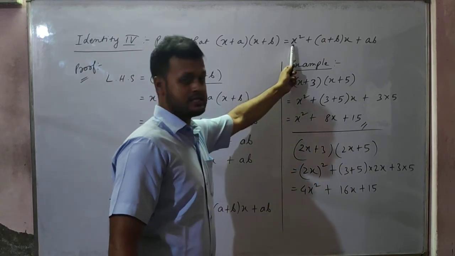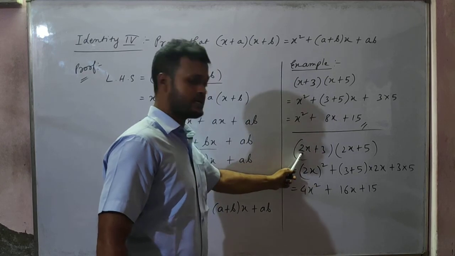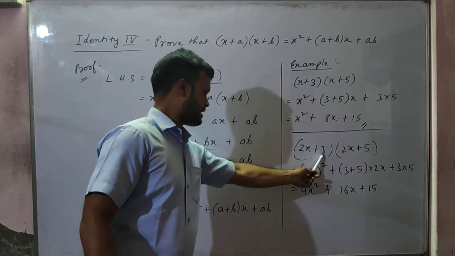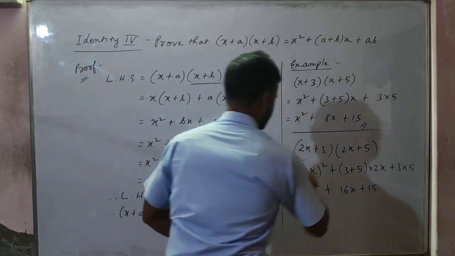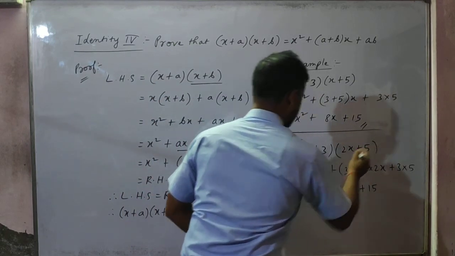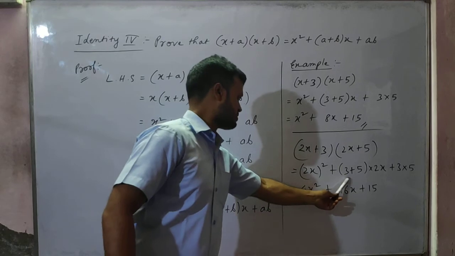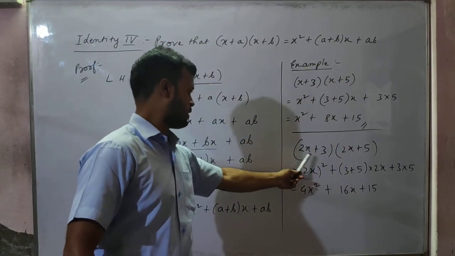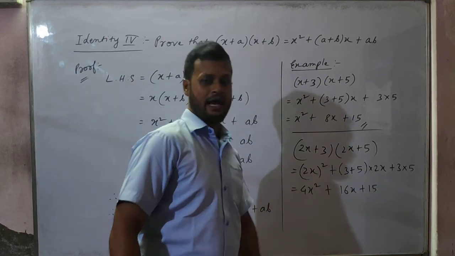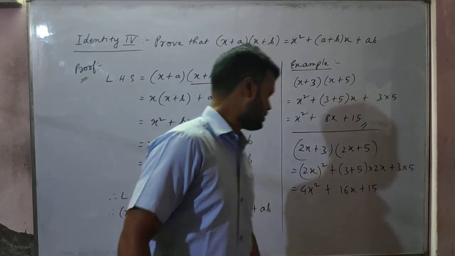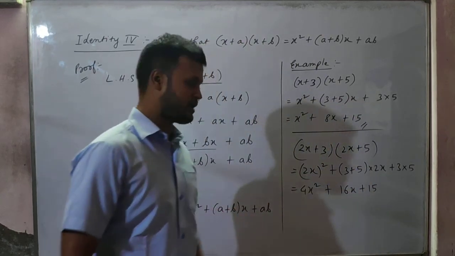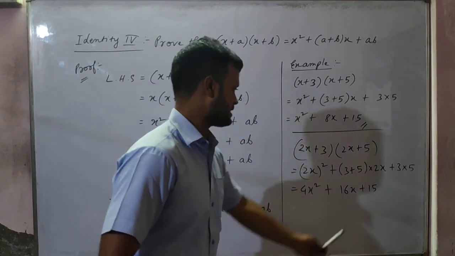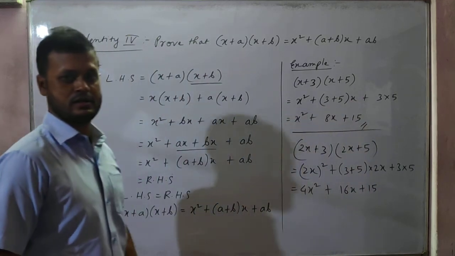First x square, isn't it? In place of x now, what is that? 2x. So I will write (2x) whole square plus a plus b. Here a means 3 and b means 5. So that's why I wrote 3 plus 5. Okay. A plus b, then x. What is x here? 2x. So write (3 plus 5) into 2x. And ab means 3 into 5. Okay. So (2x) whole square will become 4x square, 3 plus 5 will become 8, 8 into 2x will become 16x, and 3 into 5 will become 15. Understood?